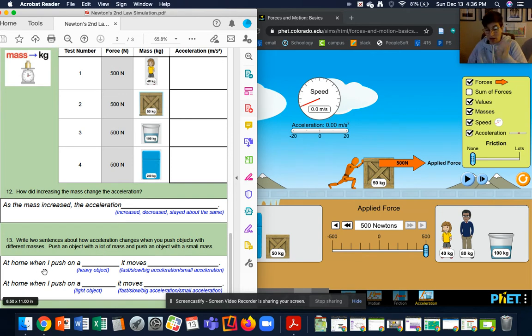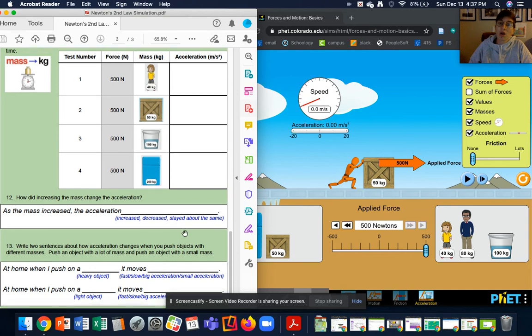So let's say I could do a heavy object could be, I don't know, this desk that my computer's on. So I could push with about the same force, try and keep your strength, your muscle work the same, right? Your force the same. So what happens when you push a heavy object? So I would say at home when I push on a desk, it moves. Does it move fast, slow? Is there big acceleration or small acceleration? And then I might use the pen again because it's pretty small. At home when I push on a pen with the same force, it moves. Does it move fast, slow, big acceleration, or small? So you're going to fill all those in when you're all done.